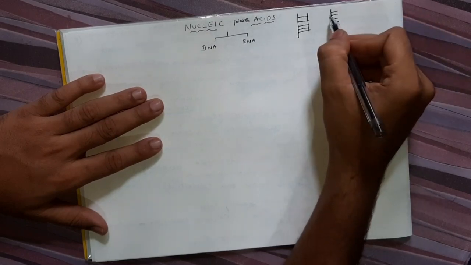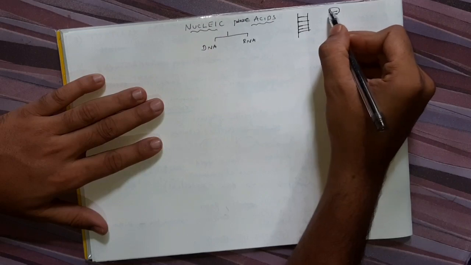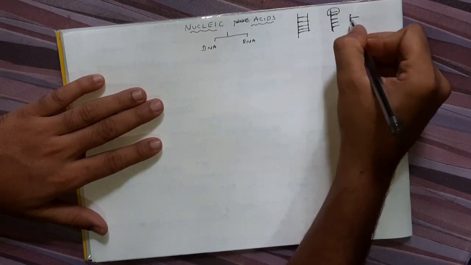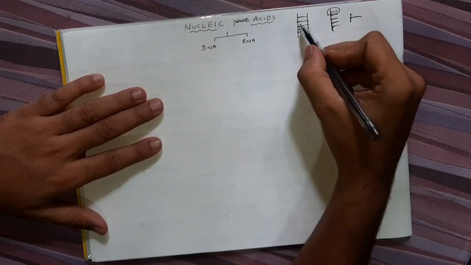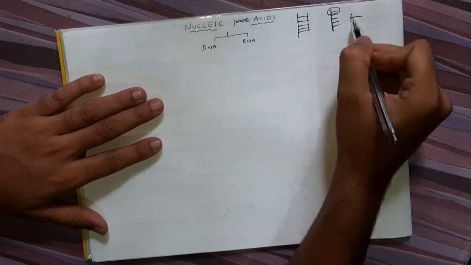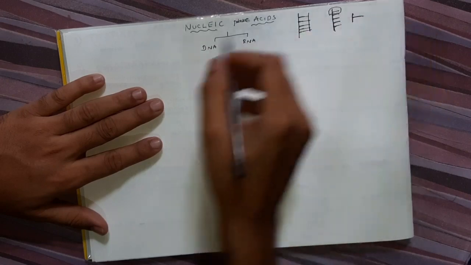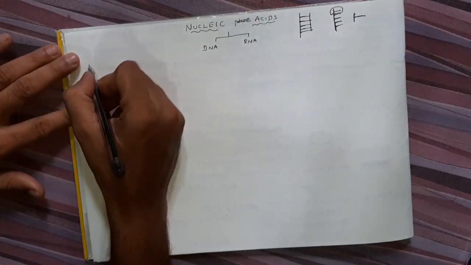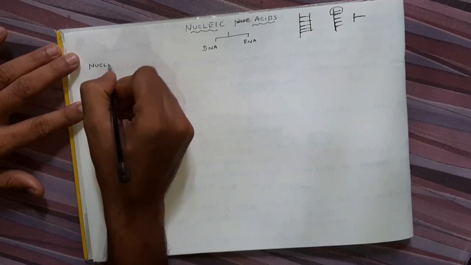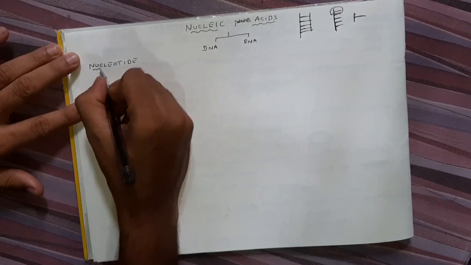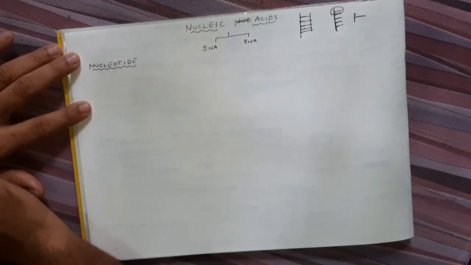Whatever it is, I'm just going to take one small structure which looks like this. This makes the long chain of DNA as well as the long chain of RNA. So this is common to both DNA and RNA. What is this? This is called a nucleotide. It is the structural as well as functional unit of DNA as well as RNA.